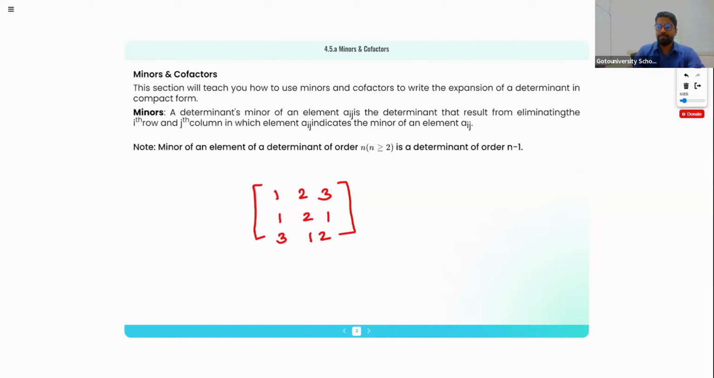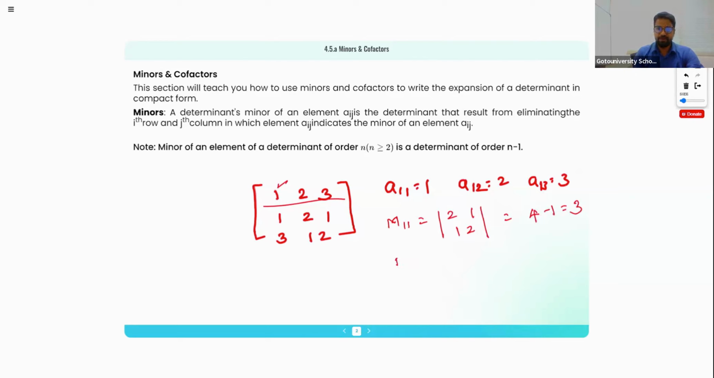So here, what are the elements we have? A11, which is 1, A12, which is 2, A13, which is 3. I don't want to write all of them. You understand that, right? Now, if I want the minor of the first row, first column, I'm going to eliminate this first row and first column, and I take the determinant of the remaining 2 cross 2 matrix. The determinant I'm getting here is 2, 1, 1, 2. That's the determinant I have to take. And what is this? 4 minus 1, which is 3.